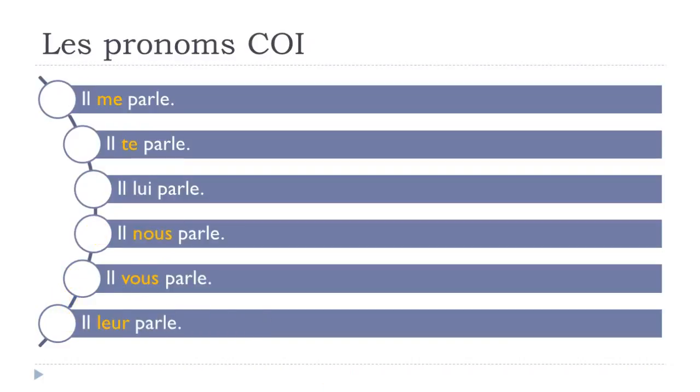Alright? So let's see examples now. So he's talking to me. Il me parle. Remember, me, and then before the verb, il me parle. He's talking to you.